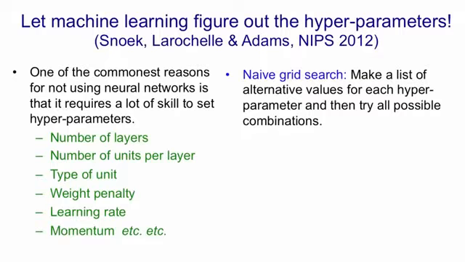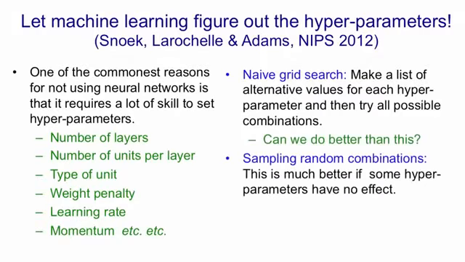It turns out that there's something that's considerably better than doing a naive grid search. We can just sample random combinations. That is, for each hyperparameter, we make a list of alternatives, and then we pick one thing randomly from each list.